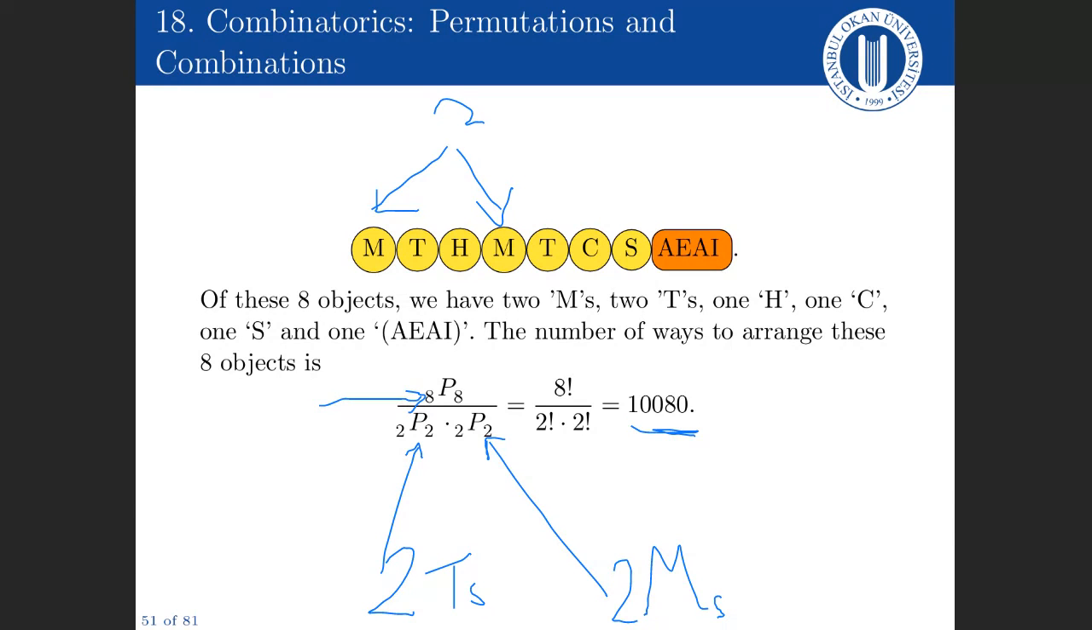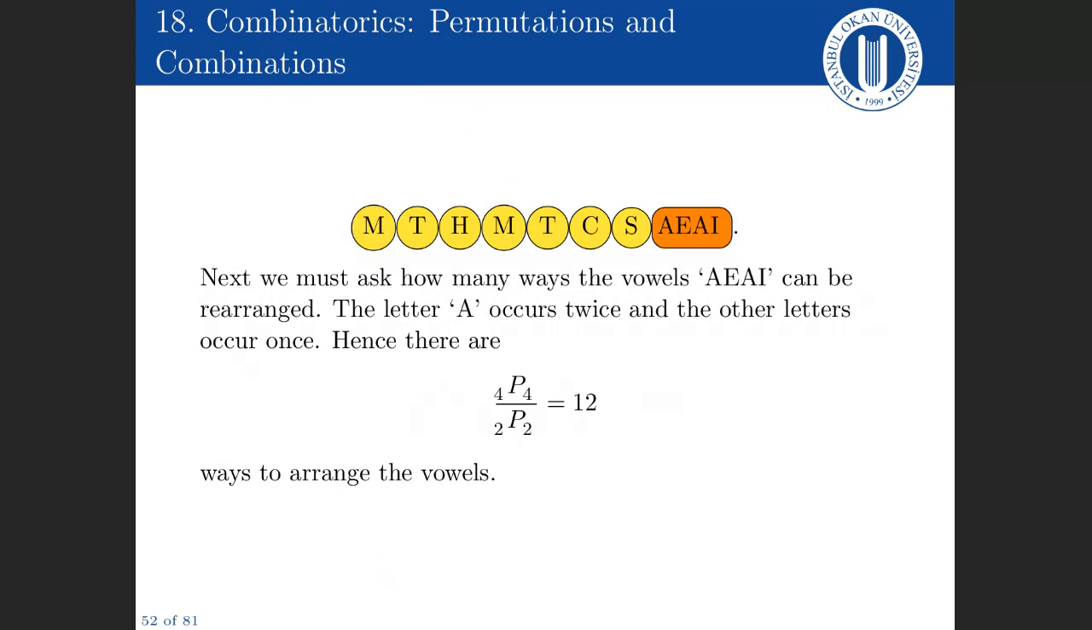We're not finished yet because we still need to look at the vowels. Next, we need to ask, how many different ways can the vowels A, E, A, I be rearranged? We've got 2 letter A, 1 letter E, and 1 I. If we had 4 different vowels, it would be 4P4. But because we have 2 letter A's, we need to divide by 2P2. There are 12 different ways to arrange the vowels.